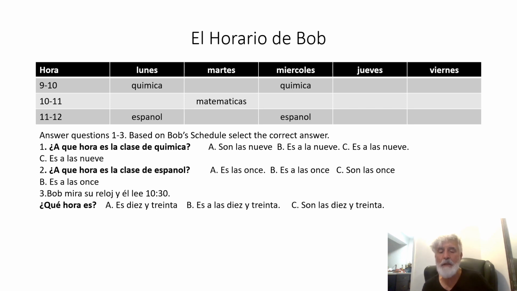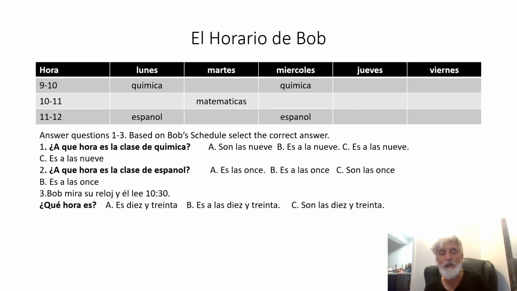Son las 11 means it is 11 o'clock right now when I read my watch or I look at my phone. If I ask you what time does an event occur, you have to tell me it is at, and then you give me the time. And the only one that does that is B, es a las 11.